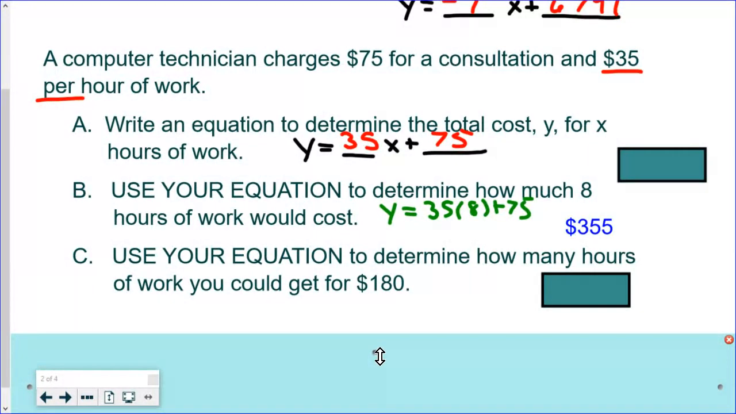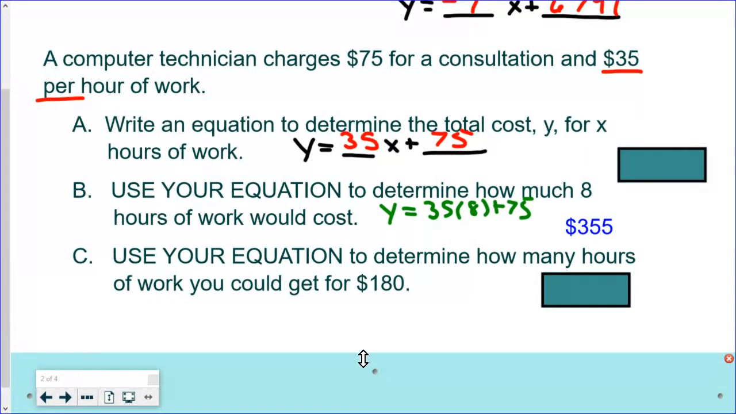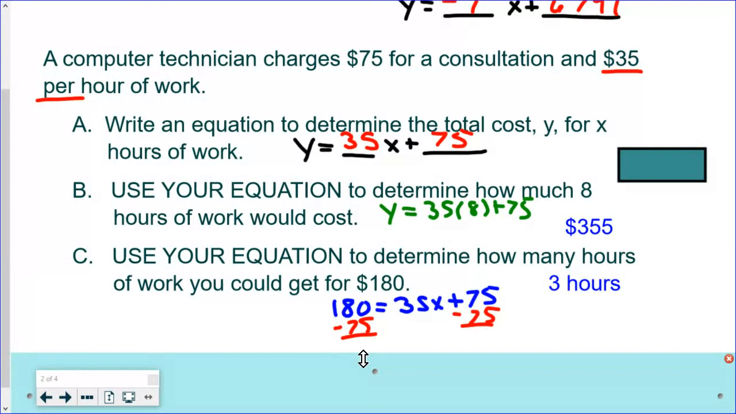Okay? Now, use your equation to determine how many hours of work you could get for $180. So that's different, okay? Because we don't know the hours, but we know the total cost, and that's 180 is the money, so that's why. And remember, the first thing you do here is you minus the 75. And the last thing after this is you divide by 35 to get x by itself, and then you label, and you get 3 hours. Okay. Try that out on your own with your calculator.